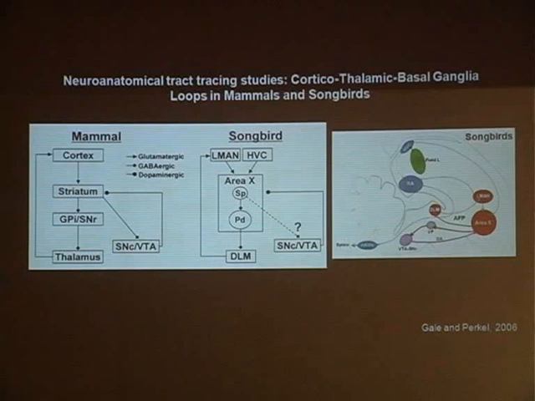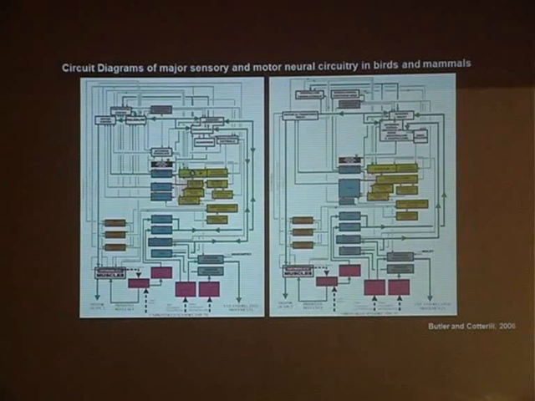These are circuit diagrams which have been made by doing a whole lot of tract tracing studies, by a very large number of scientists, so I'm obviously not going to name all of them. But these circuit diagrams are of the major sensory and motor neural circuits in birds and mammals. If I don't tell you which one is which, then it would take a little bit of time for you to discover which one was which. So you can see that birds, and this is the one for birds, have a huge amount of neural substrate which is similar to mammals and may be important for performing higher cognitive tasks and solving complex cognitive problems.